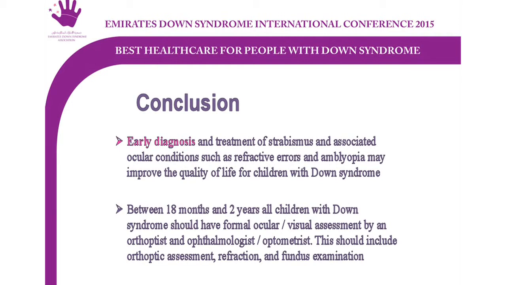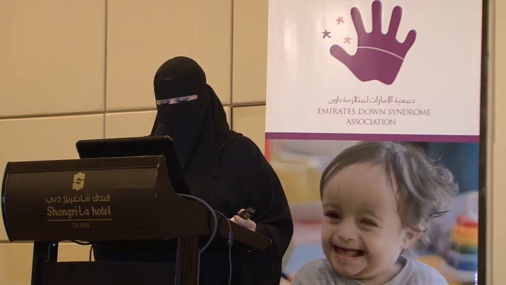Between 18 months and 2 years, all children with Down syndrome should have a formal ocular visual assessment by an orthoptist and ophthalmologist or optometrist. This should include orthoptic assessment for squint, refraction to find the refractive error, and fundus examination.